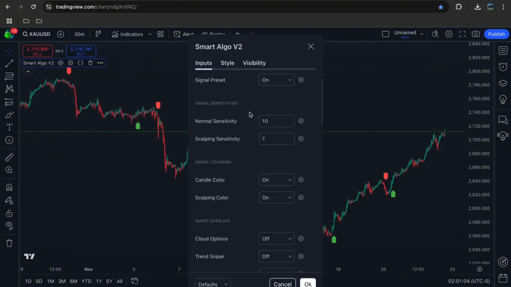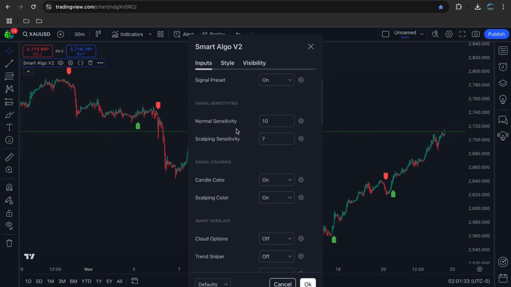Alright, let's move on and talk about signal sensitivities. This feature is incredibly important because it allows you to adjust how the signals behave based on your personal trading style. Let me explain how it works, so you can get the most out of it. If you choose a lower sensitivity, the system will generate signals more frequently. This is great for active traders or scalpers who want to catch quick price movements and make fast decisions. It's especially helpful if you're trading on lower time frames where every second counts.